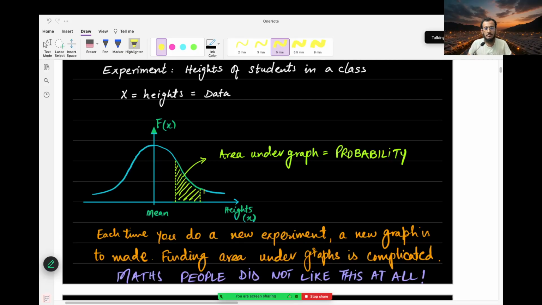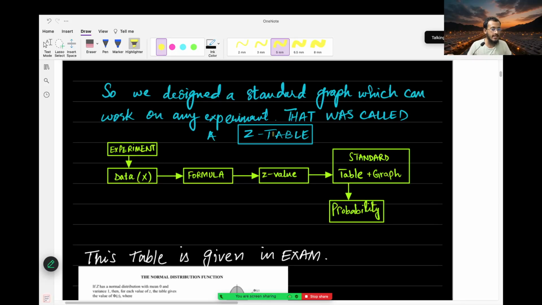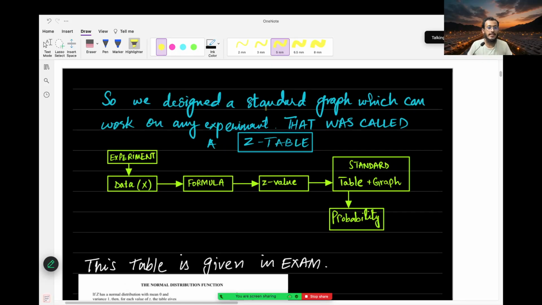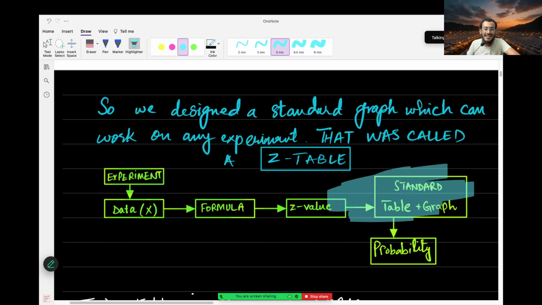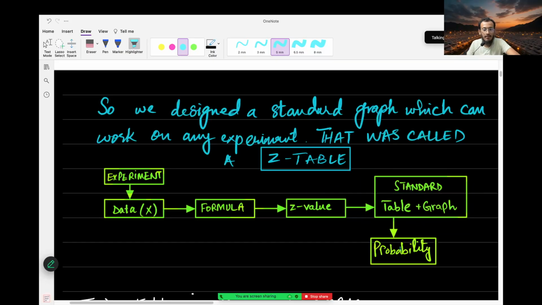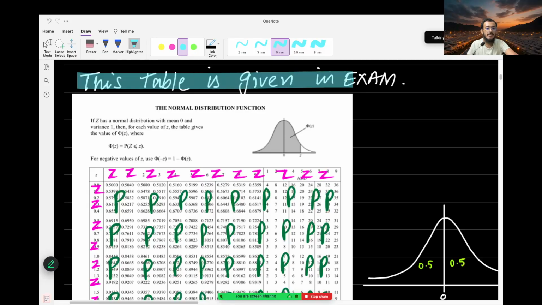So that is the reason maths people invented something called the Z table. We designed a standard graph which can work on any experiment, and that is called the Z table. So whenever we have an experiment and we have the data, we use a formula to convert it to a z value, and then we use the standard table plus graph to find the probability. What does that mean? This is the table that I'm talking about, and it is given in the exam.